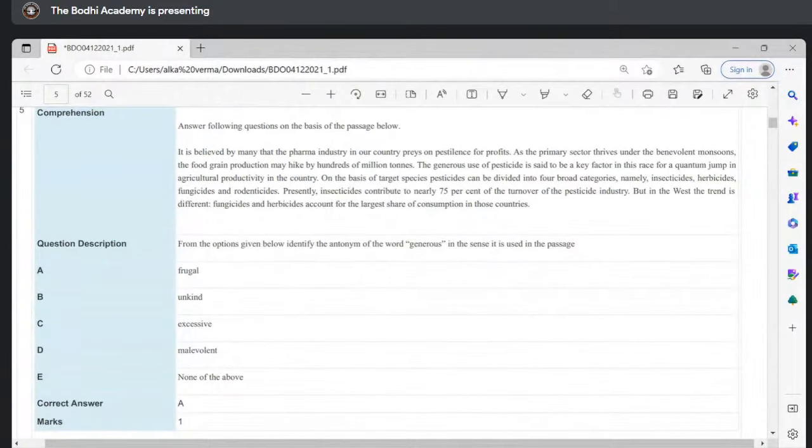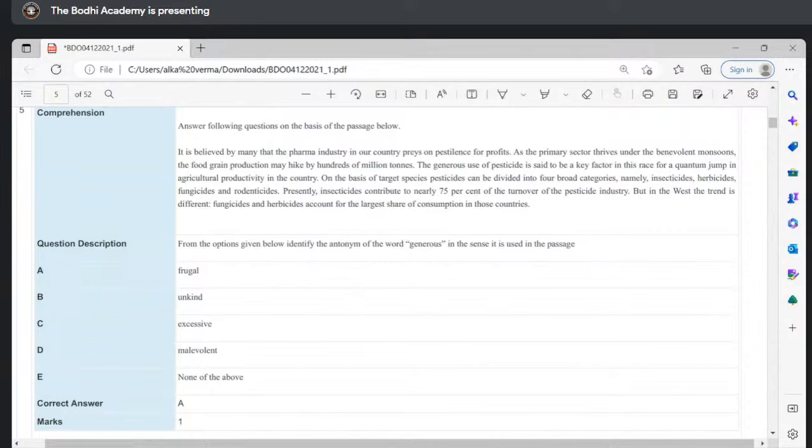Okay, so here, same passage. From the options given below, identify the antonym of the word generous. So when you say antonym, it would be the opposite. Synonym is some similar word. Synonym would be when you have to find a similar word, and antonym would be when you have to find the opposite of that word. So the opposite of the word generous.